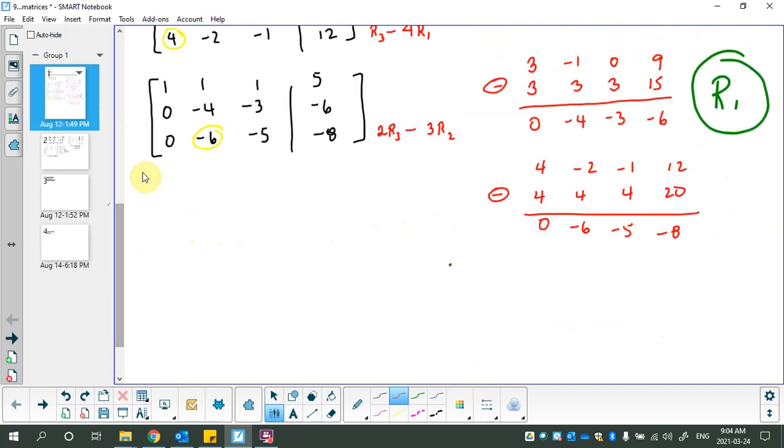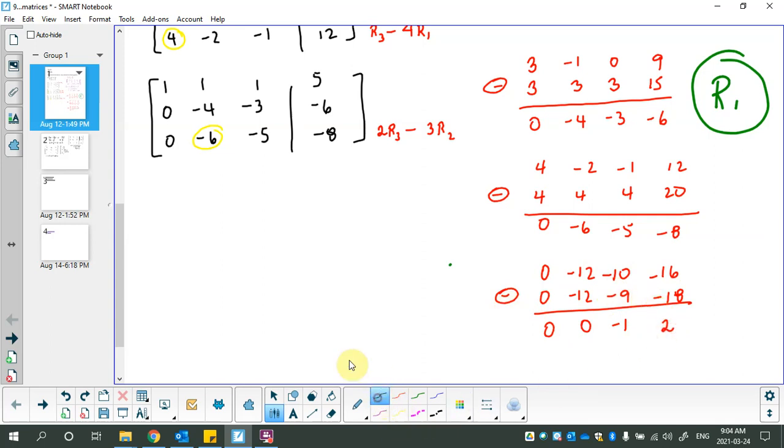So scribble here. Row 3 times 2, row 2 times 3. And 0 minus 0 is 0. -12 minus -12 is 0. I have done what I intended. -10 subtract -9 is -1. And -16 subtract -18 is 2. So there is my replacement for row 3.